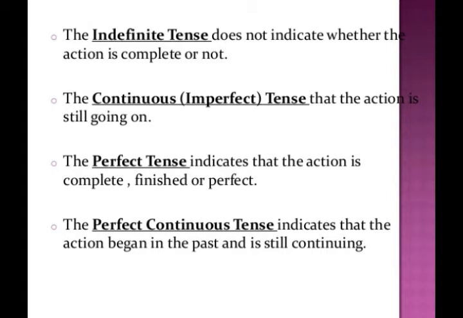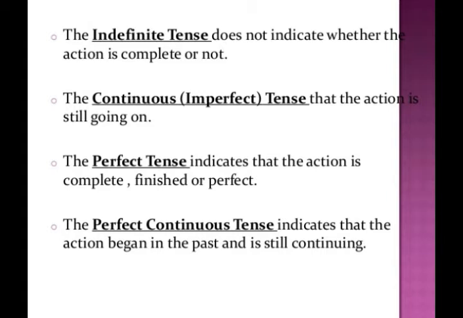Now let's understand the four subdivisions of tenses. The first one is the indefinite tense. The indefinite tense does not indicate whether the action is complete or not. The next one is the continuous tense. The continuous tense shows that the action is still going on. It's still incomplete. The next one is the perfect tense. The perfect tense indicates that the action is complete, finished, or perfect.